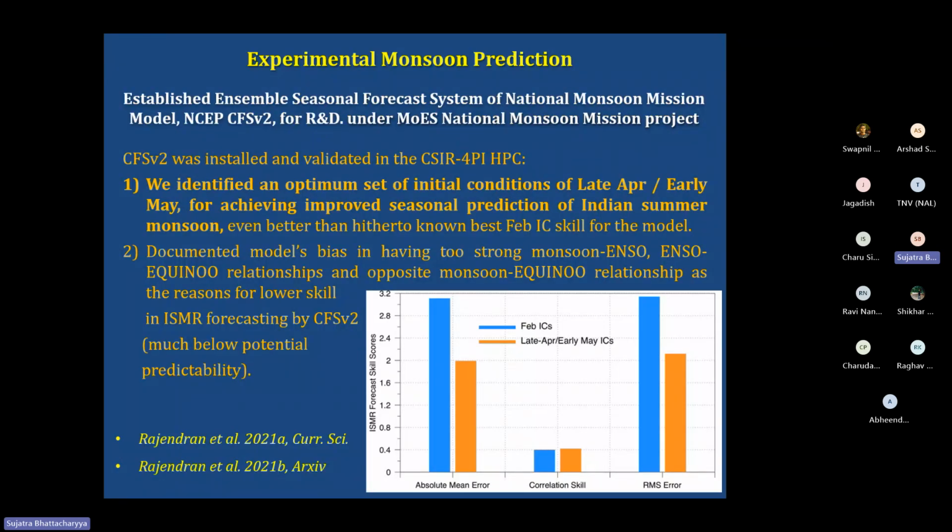So Rajendran ran this CFS V2 version he has, which is not the same as the one in IMD. That's why there is a difference, both in the resolution and some details. He ran this on the good computer they have at CMMACS or Fourth Paradigm Institute, and he gets a typical correlation skill of the order of 0.4 for February and May. Okay? And our error is pretty large, about 3 millimeters per day. It's not very different from what IMD has.